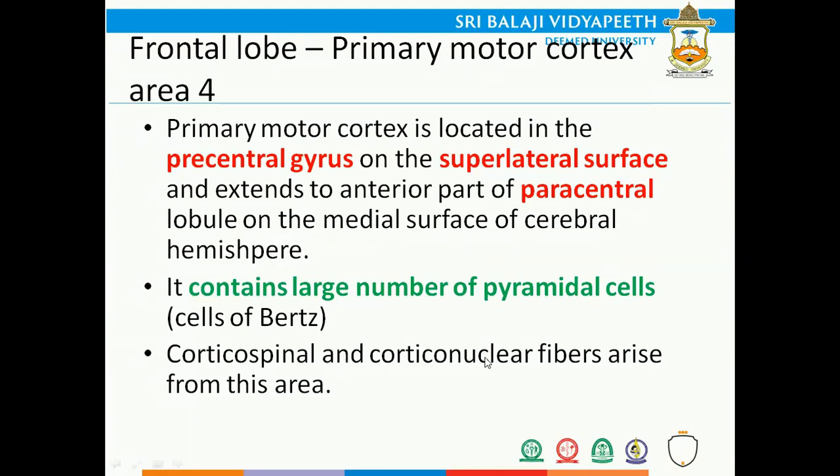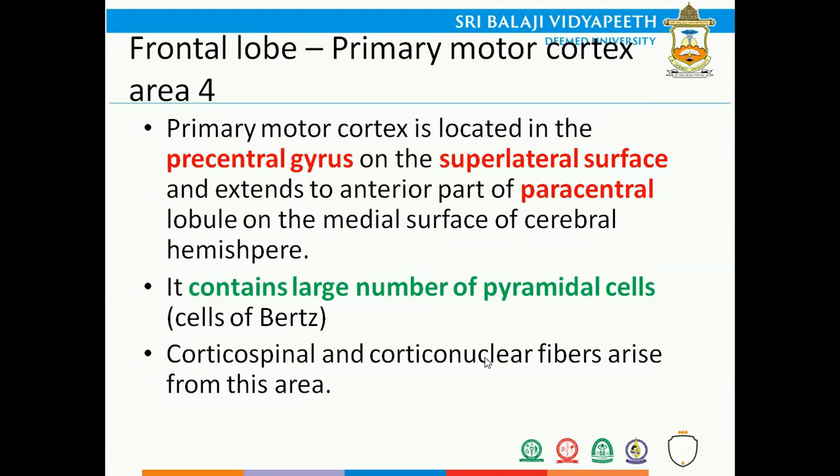So to go back to the tracts, there are two types of tracts that you learned. One was the descending tract from the cortical area to the spinal cord, and the tract which will ascend from the spinal cord to the cortex is called the ascending tract. Ascending tracts are otherwise called sensory tracts. Descending tracts are otherwise called motor tracts. So the motor tracts always start from the brain.